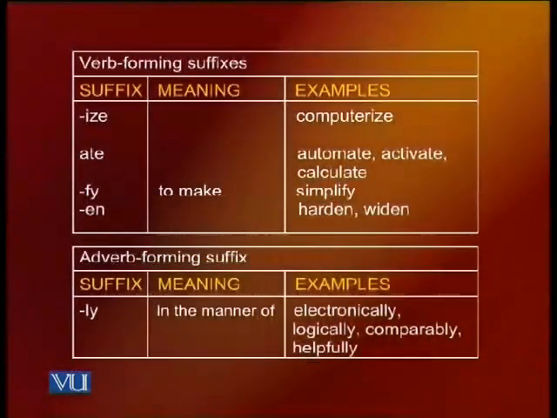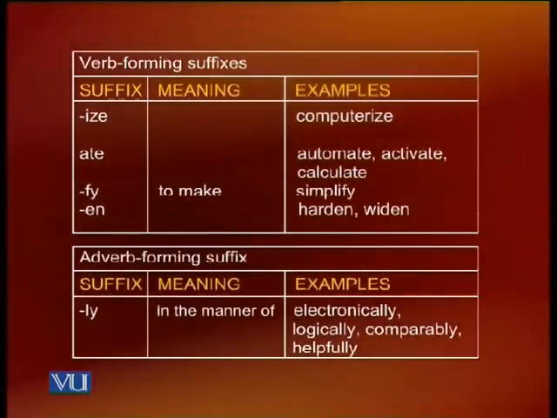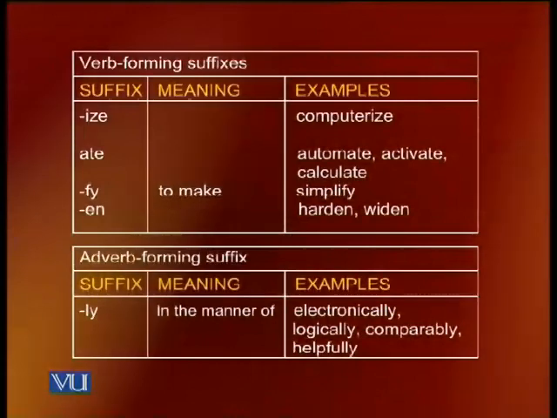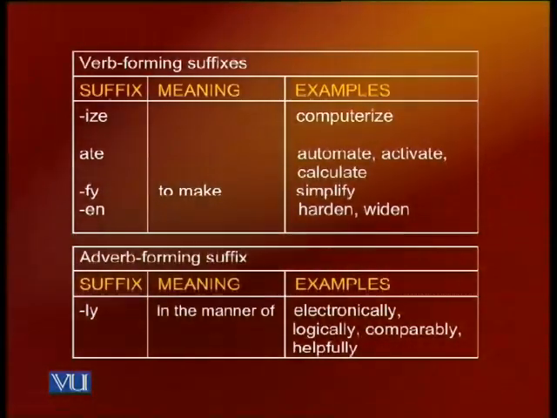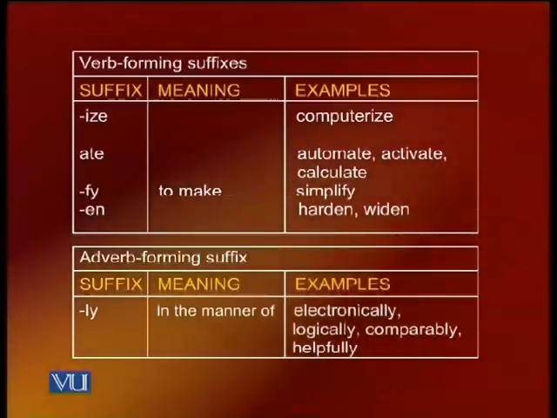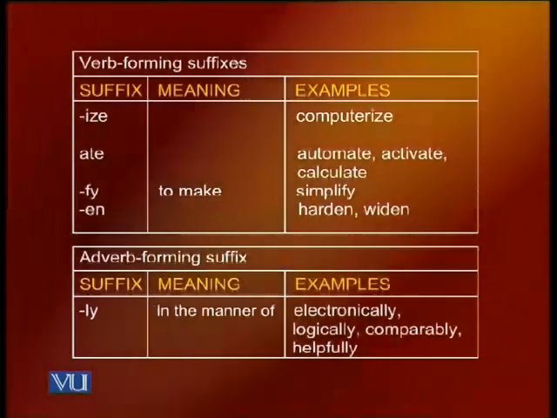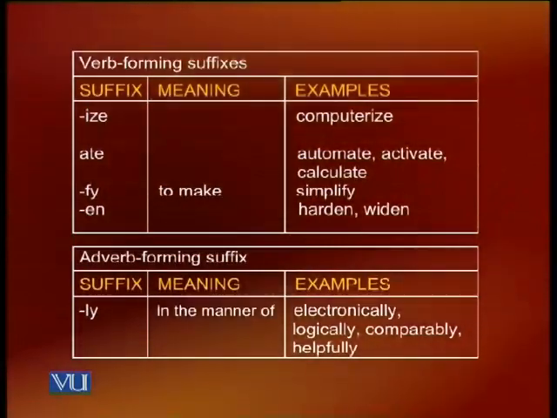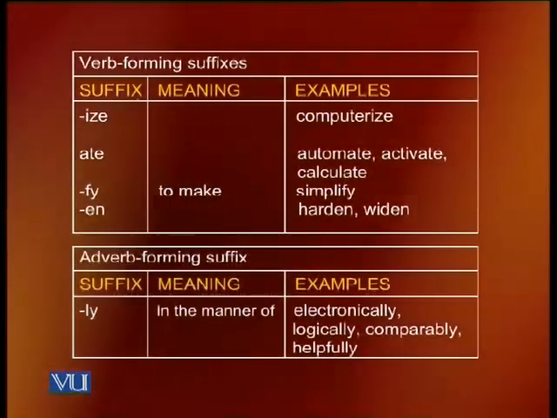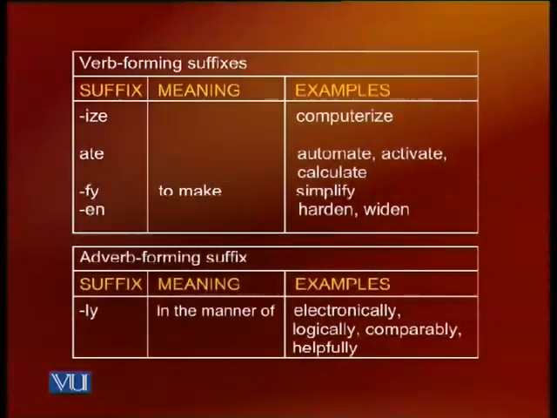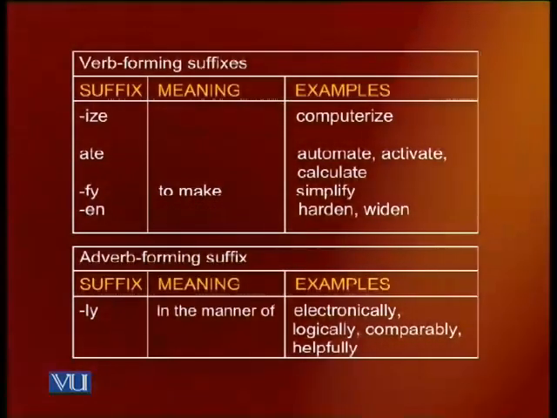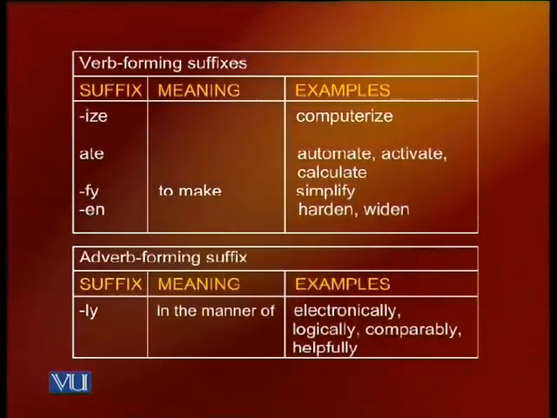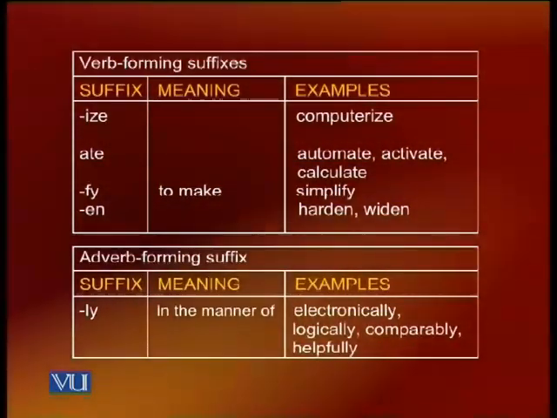By adding certain suffixes, you change the verbs, their meaning. Computer, computerize. If you add IZE to the word computer, it becomes a verb. Computerize. Automate. You can add IZE, ATE, FY, EN. These suffixes at the end will change the word into a verb. Hard, harden. Wide, widen. Simple, simplify.